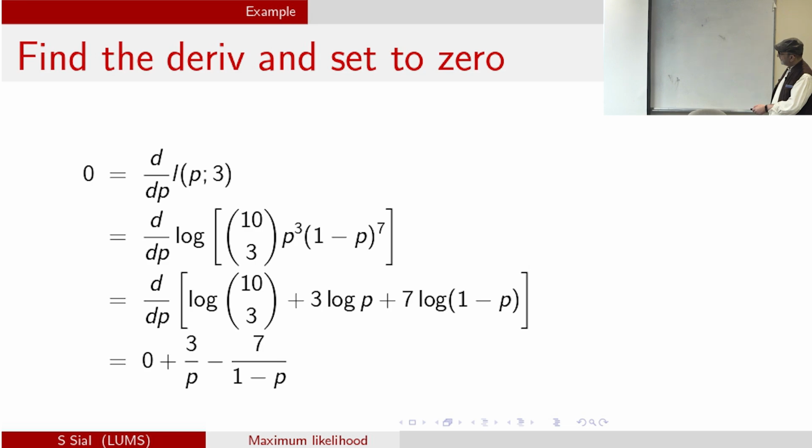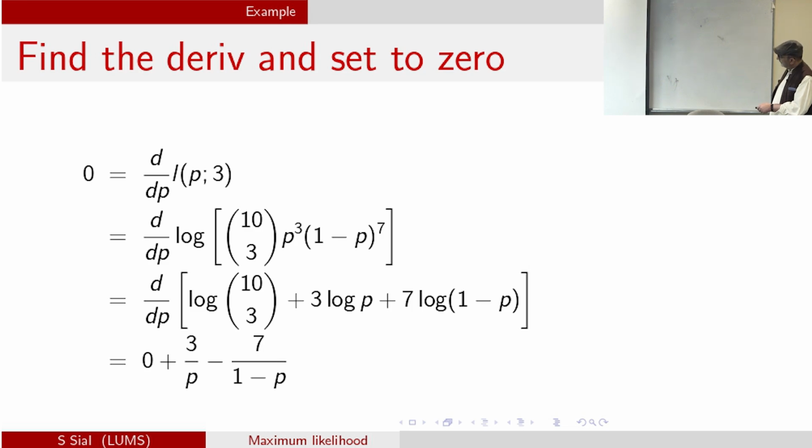Okay? So that's the derivative with respect to p, and now we use the property of logarithms, right? Log of ab, a times b, is the logarithm of a plus the logarithm of b. So we do that for all these terms. That's logarithm of 10 choose 3 plus 3 log p, right? So logarithm of p to the n is n log p. So 3 log p plus 7 log of 1 minus p.